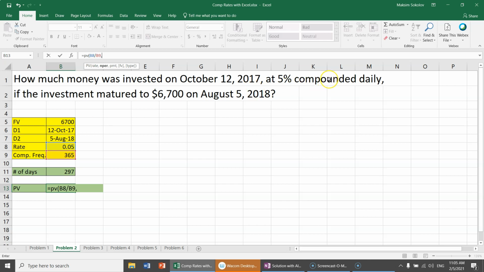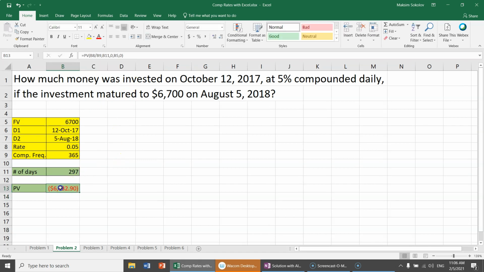Then comes the number of periods. Because this rate is compounded daily, the period is a day, therefore we already have the number of periods in B11. We have 297 days, and that's the number of periods. So we'll put B11 here for the number of periods. Next comes payment. Again, that's not an annuity, that's why the payment is 0. Future value is given here, which is 6,700. Then comes type. Again, because that's not an annuity, it doesn't really matter, but we'll select 0 here for type.